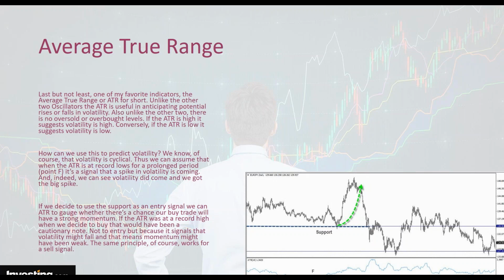So also, unlike the other two, there are no overbought and oversold levels. If the ATR is high, it suggests volatility in the market is high. Conversely, if the ATR is low, it suggests volatility is low. How can we use this to predict volatility? We know, of course, that volatility is cyclical.